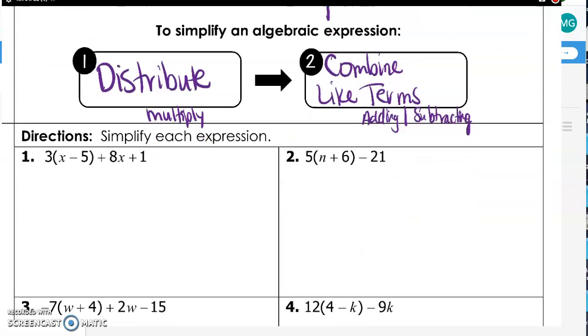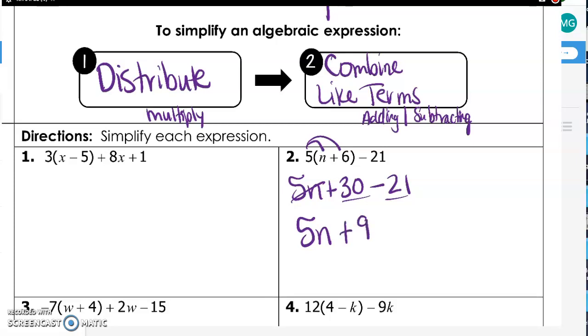So for number 2, we start by doing 5 times n plus 6, so that becomes 5n plus 30, and then you bring down the minus 21. So distribute to get rid of the parentheses. Now we can combine our like terms. There's only the 5n. 30 minus 21 is 9, so 5n plus 9.